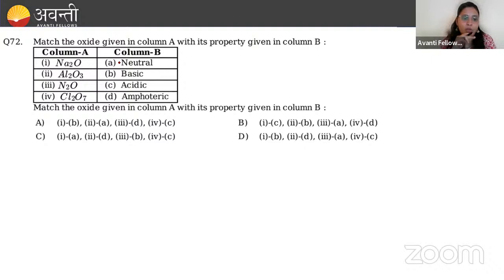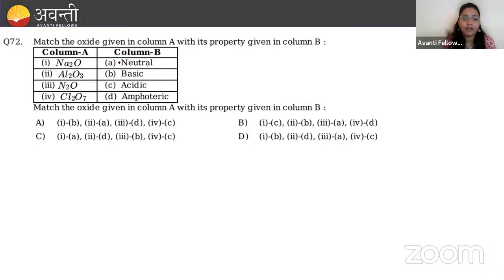Next, we need to match column A with column B. Na2O, Al2O3, N2O, Cl2O7. Right now in column 1, oxides are given and their nature has been asked: neutral, basic, acidic, or amphoteric. So tell me, what is the nature of them? Na2O, what is it? Basic in nature. It is an s-block element. Na2O is basic in nature.